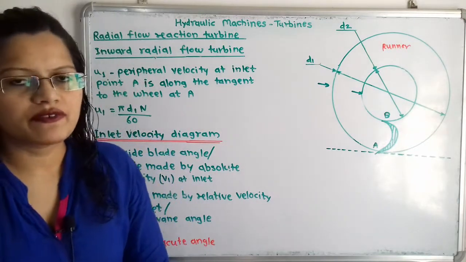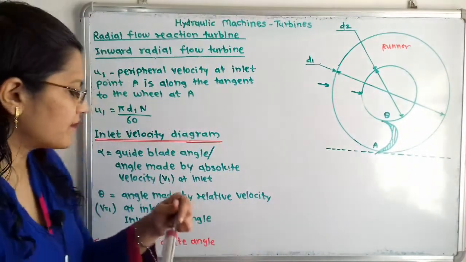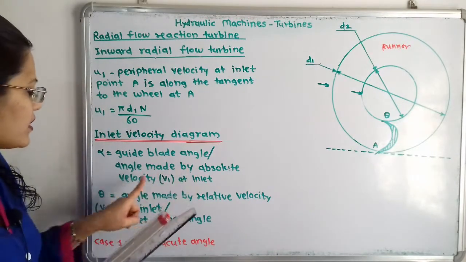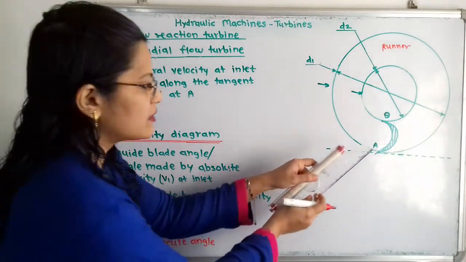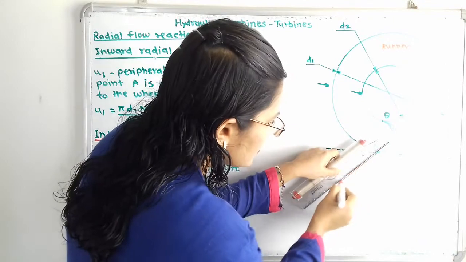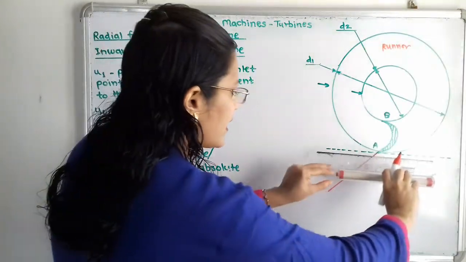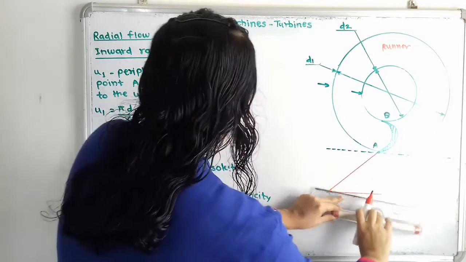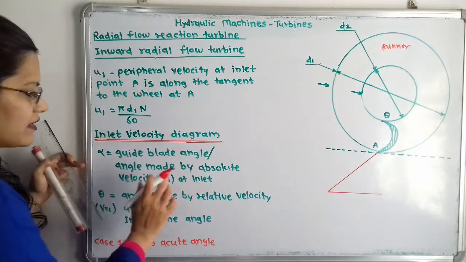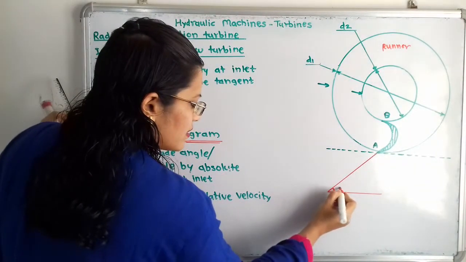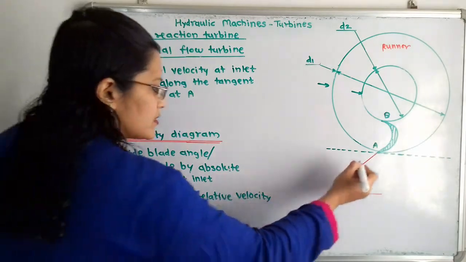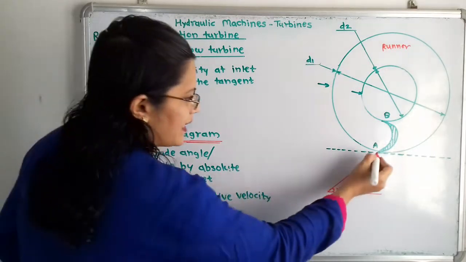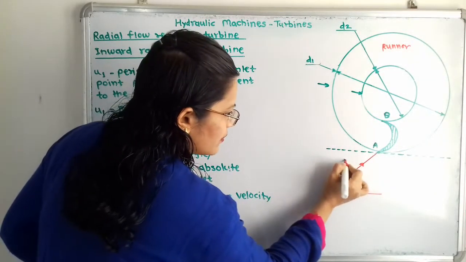So how to draw this v1? We will first draw one line. I will draw the velocity v1 with angle alpha. This is the velocity v1 and this is the angle alpha, the guide blade angle. And this is the velocity v1, the absolute velocity at the inlet tip.